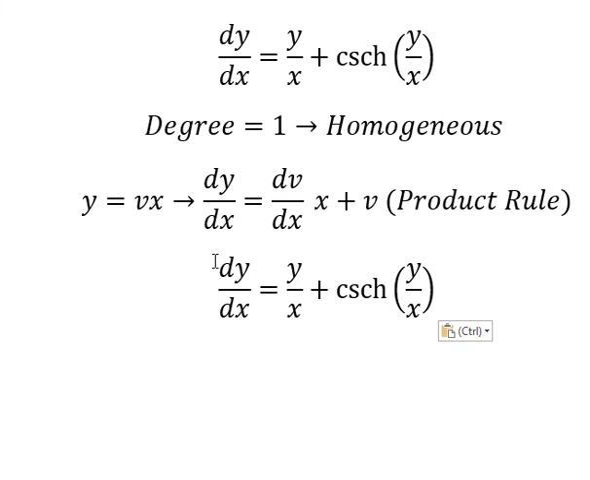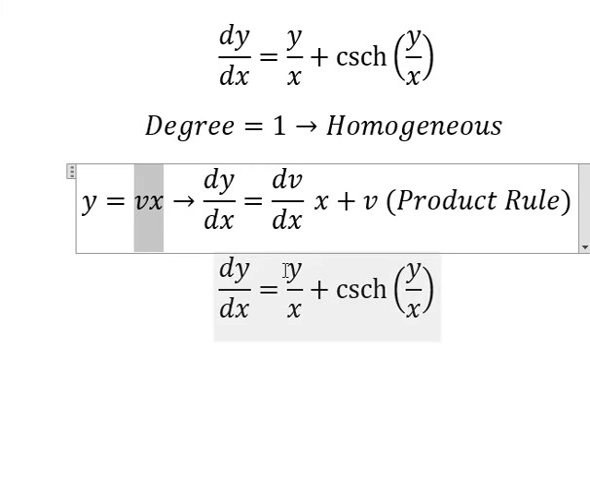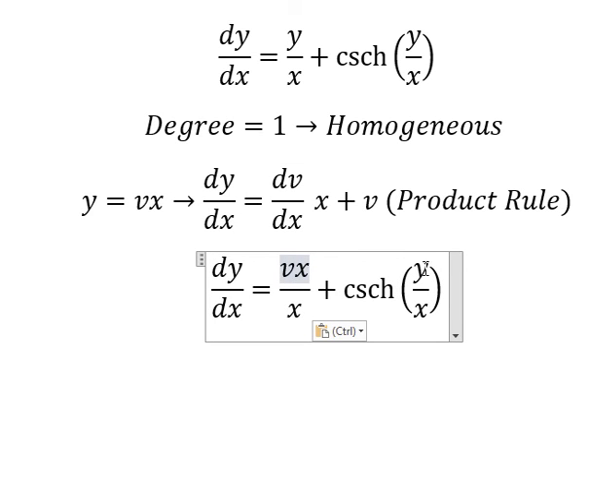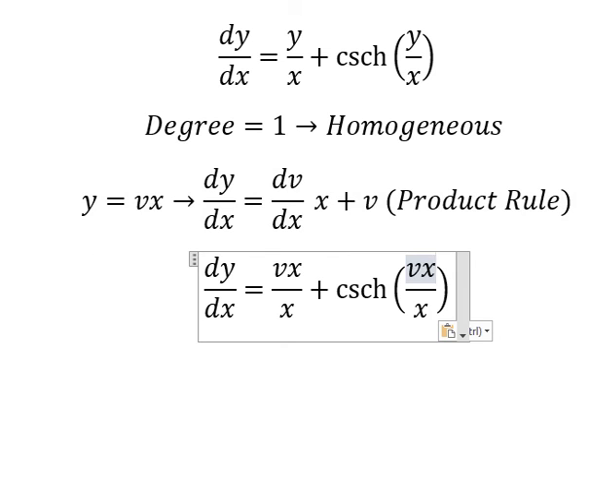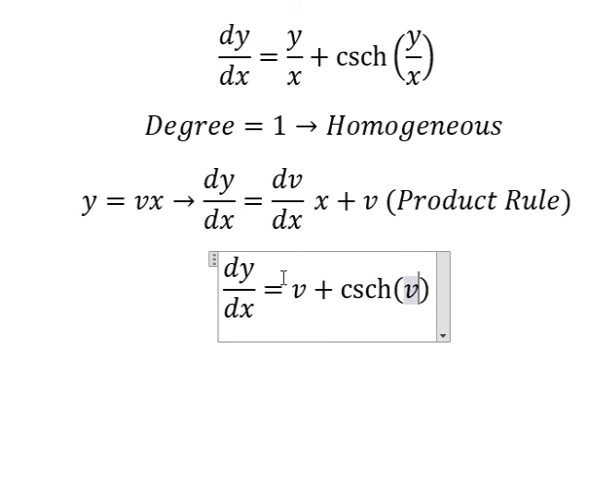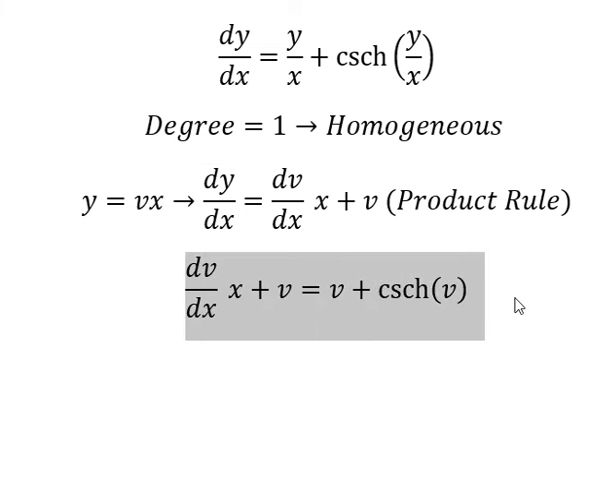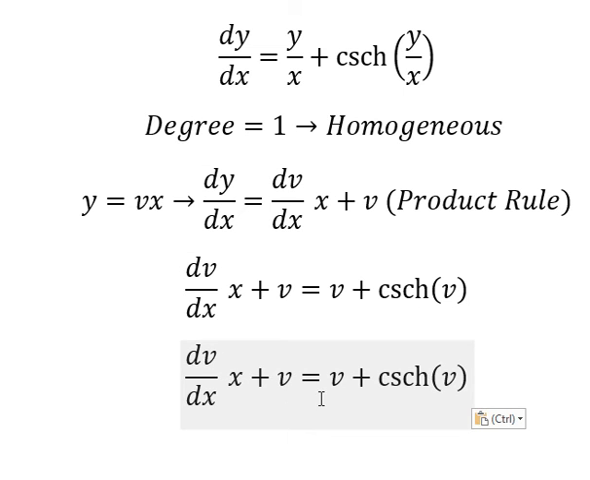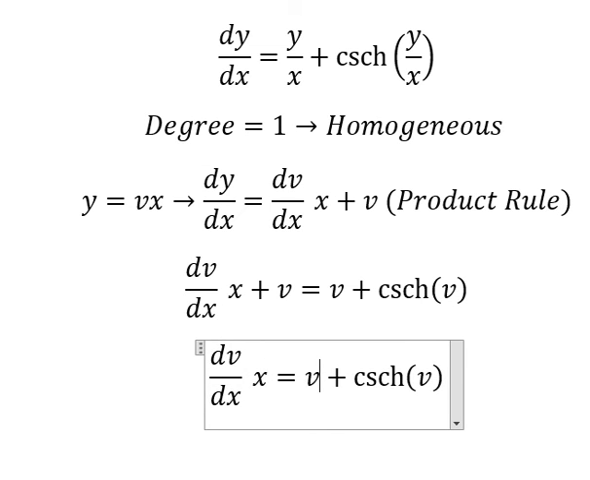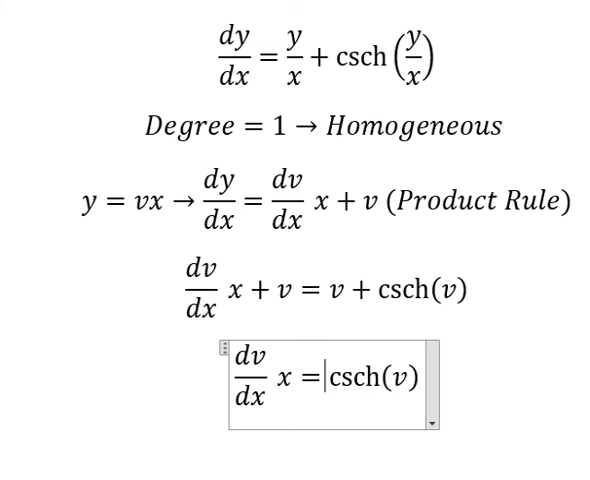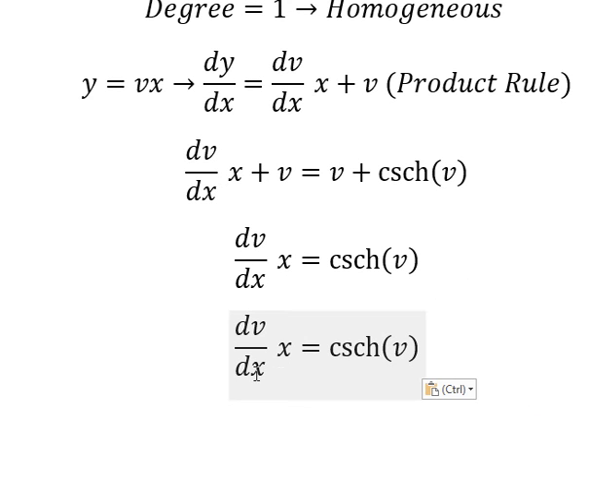Now I will put this one gone here, this one gone here. This one we change by this one. V minus V we cancel. So this one I will put in here, the x and x go in here.